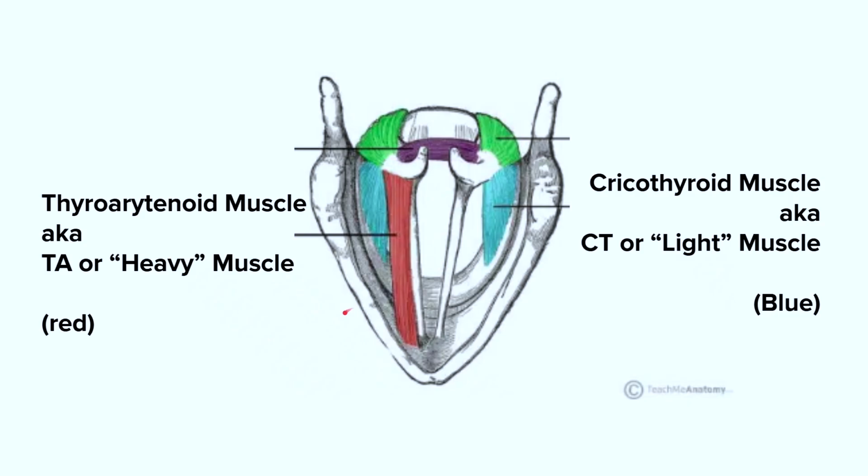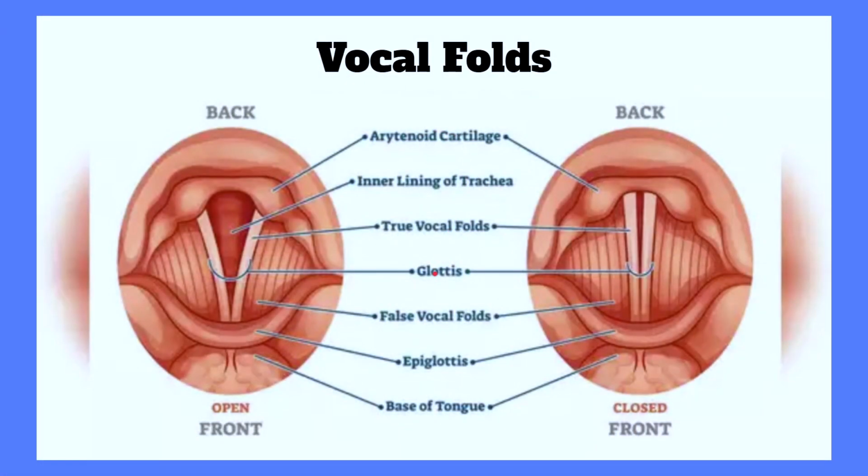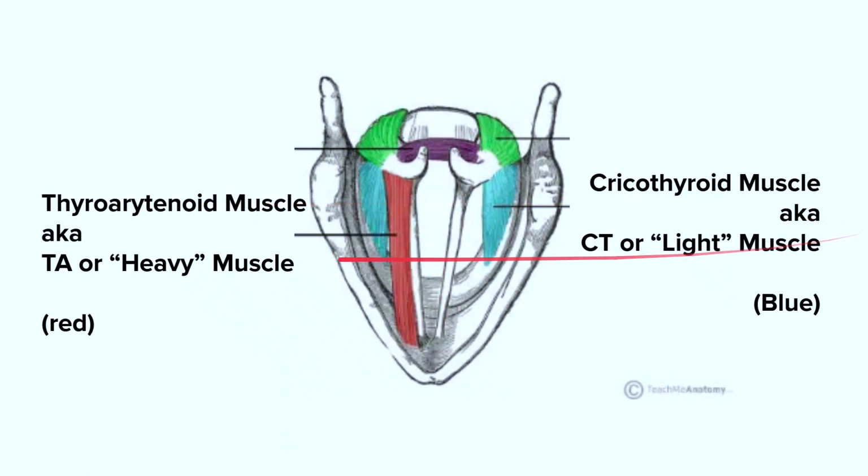Now, if you compare these last pictures and this one, where the vocal folds are these white bone-looking things, they're not bones. But that's what is in this diagram, because I want to draw your attention to these two muscles. These two muscles are super important for phonation and singing. Highlighted in red, the long one is called the thyroarytenoid muscle, but we usually call it the TA. And for people who can't remember TA, we call it the heavy muscle. And that's in red.